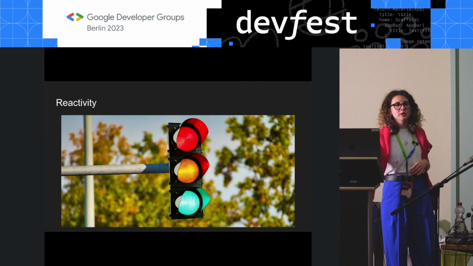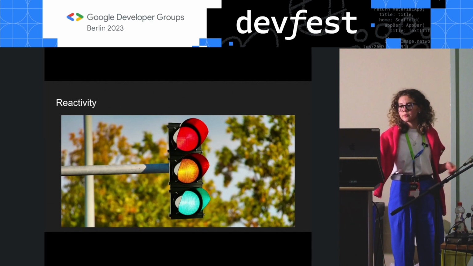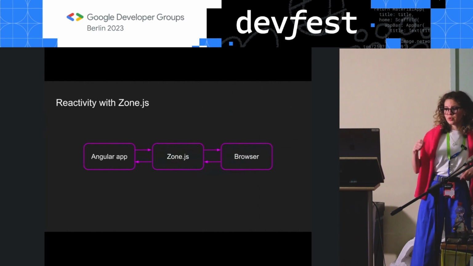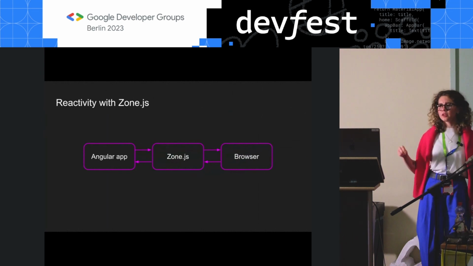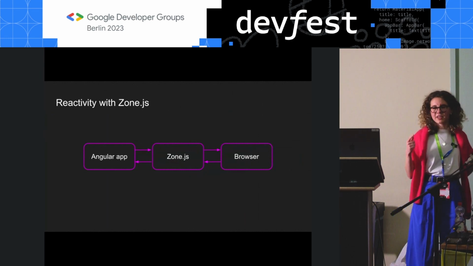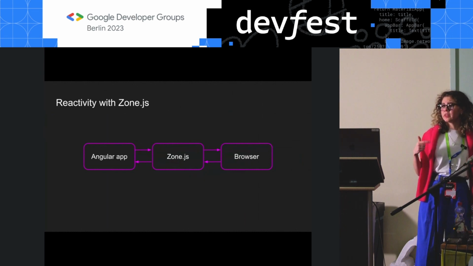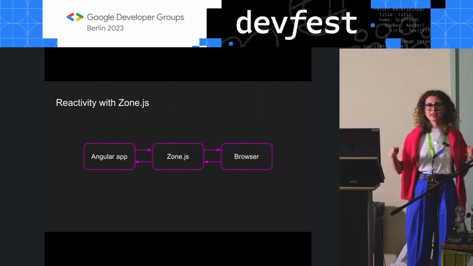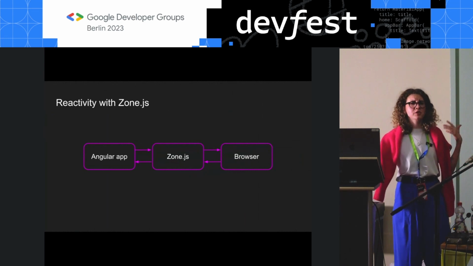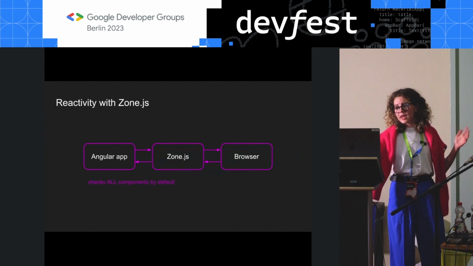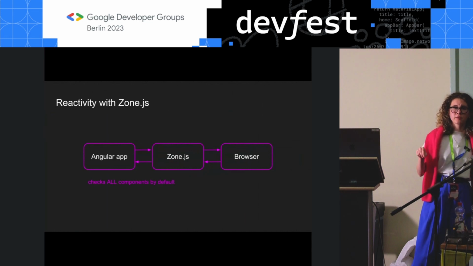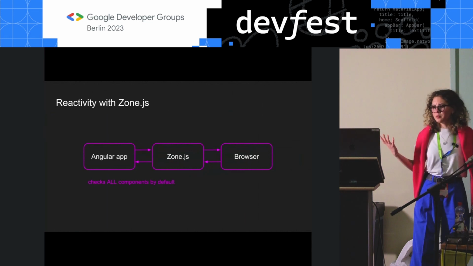Now, how did it used to work before in the previous versions of Angular? Angular used Zone.js library to handle all the reactivity, and it was kind of like a middleware between your app and your browser. It kept calling on the browser APIs to see if there are any events that might have changed the app's state. And then since there was no context of the event, Angular checked all the components by default by running the internal algorithms on the whole component tree, basically.